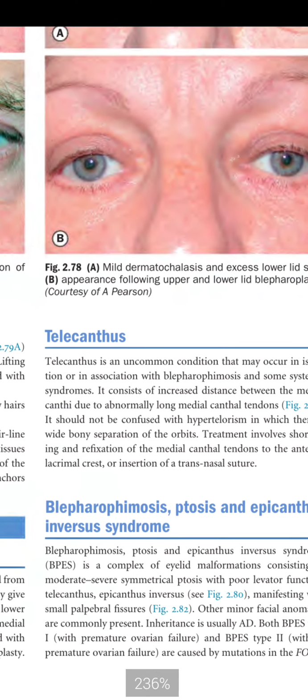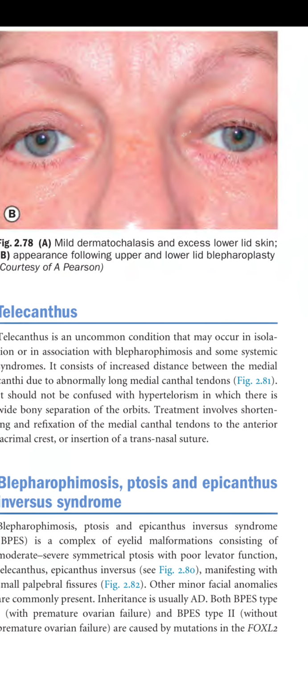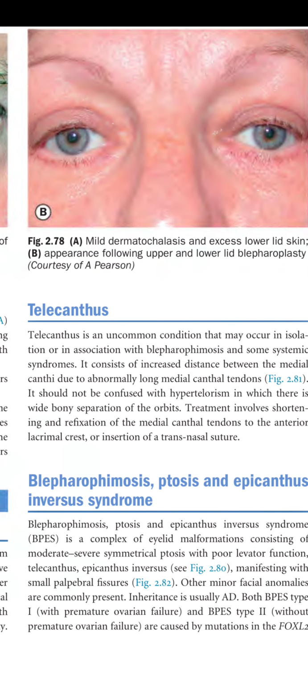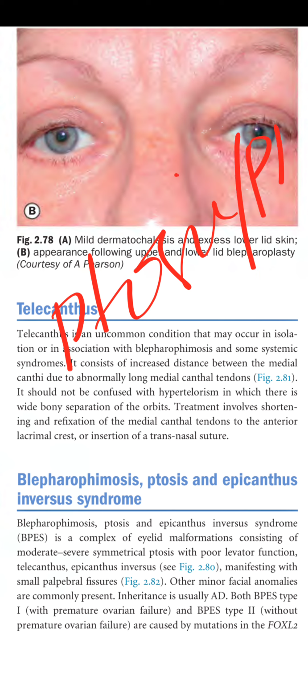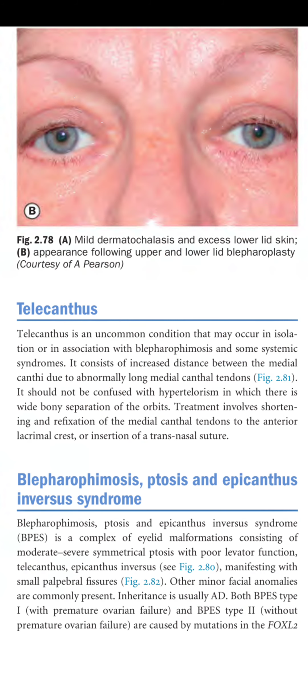Next is blepharophimosis and epicanthus inversus syndrome. Blepharophimosis and epicanthus inversus syndrome (BPES) is a complex of eyelid malformations consisting of moderate to severe symmetrical ptosis with poor levator function. So, as the name suggests, it will have ptosis with poor levator function. It will have telecanthus, it will have epicanthus inversus, and it will have a small palpebral fissure.